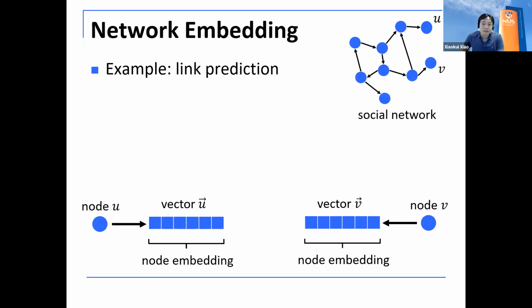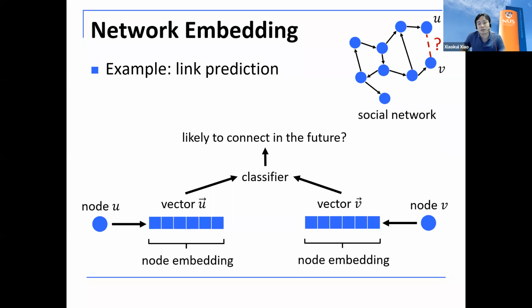As another example, let's say we have a social network and we want to know whether two nodes are likely to get connected in the future. Then we may pass the embedding vectors of those two nodes to a classifier and ask it to predict the likelihood of having a connection between these two nodes in the future. And this could have applications in social recommendation, because if we know that two nodes are likely to get connected in the future, then we may introduce them to each other as a recommendation of friends.